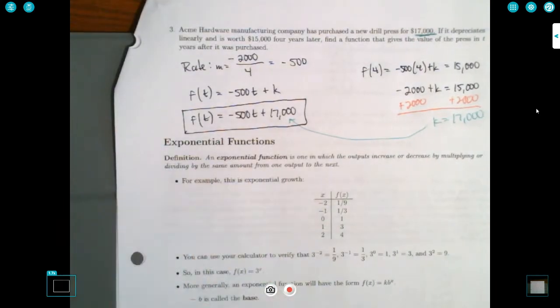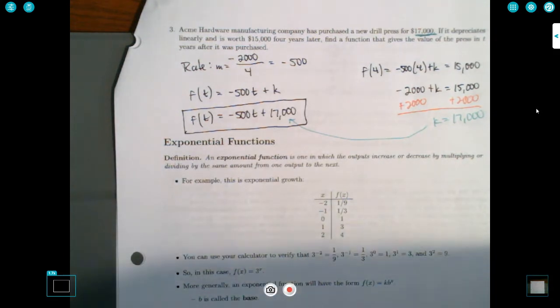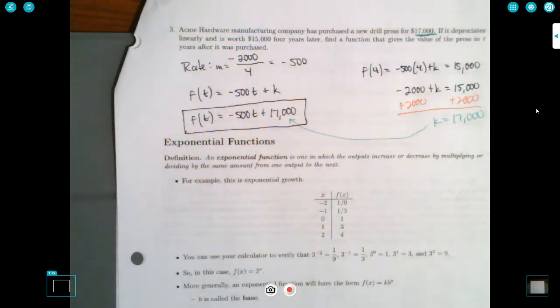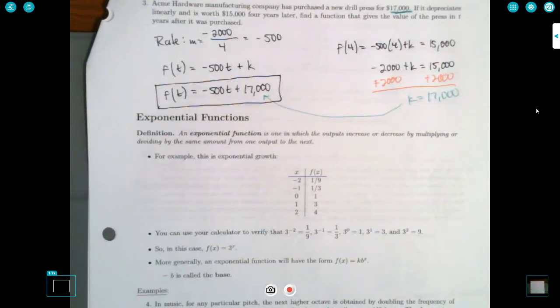So an exponential function is one in which the outputs increase or decrease by multiplying or dividing by the same amount from one output to the next. So a linear function was one in which the outputs increased or decreased by adding or subtracting the same amount from one output to the next. An exponential function is one in which the outputs increase or decrease by multiplying or dividing by the same amount from one output to the next.